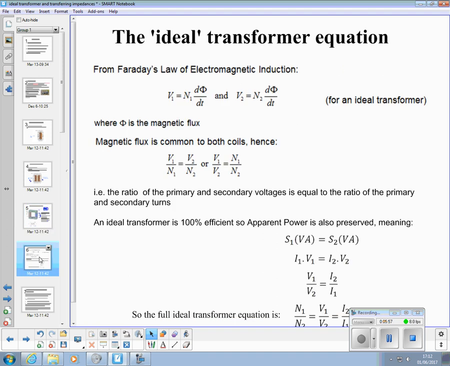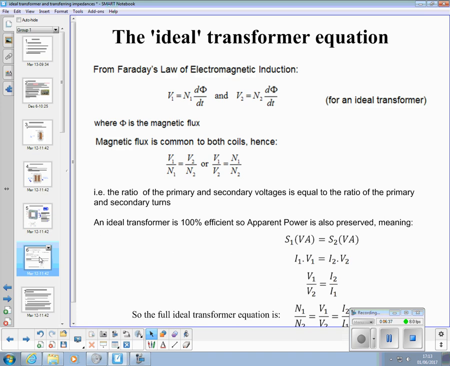The ideal transformer. From Faraday's law of electromagnetic induction, the voltage in the primary coil is equal to the number of turns on that coil multiplied by the rate of change of flux with time, because there's self-induction in that primary coil by Faraday's law. And the voltage at the secondary terminals is equal to the number of turns on the secondary coil times the rate of change of flux.